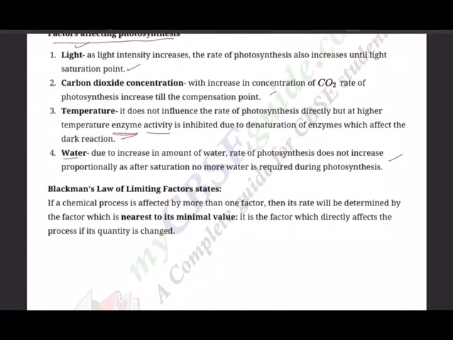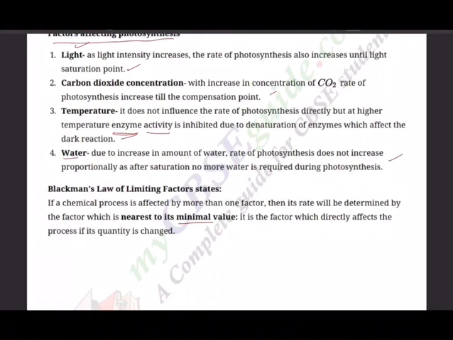If a chemical process is affected by more than one factor, like we said, four factors we listed which will affect photosynthesis: light, CO2 concentration, temperature, water. If a chemical process, photosynthesis is a chemical process, is affected by more than one factor, let's say light and carbon dioxide, then its rate will be determined by the factor which is nearest to its minimal value. That means out of the light and carbon dioxide, which is the nearest to minimal value, obviously it is the carbon dioxide concentration. So that will decide the limiting factor.